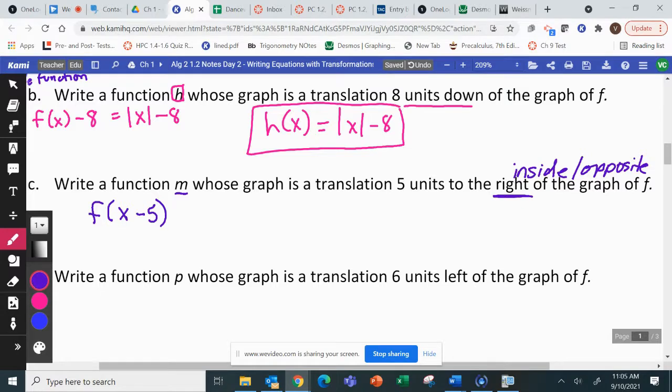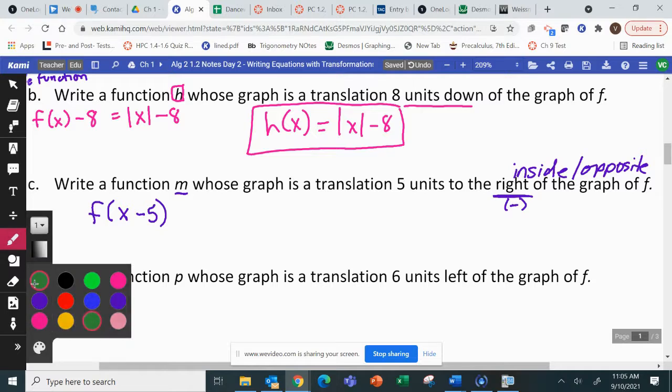Inside, and we do the opposite. So if it's going to the right, we're actually going to do subtraction because we do the opposite. This is function notation. This is the directions of what is happening. Now, this is like our warm-up today. So what does this really mean?